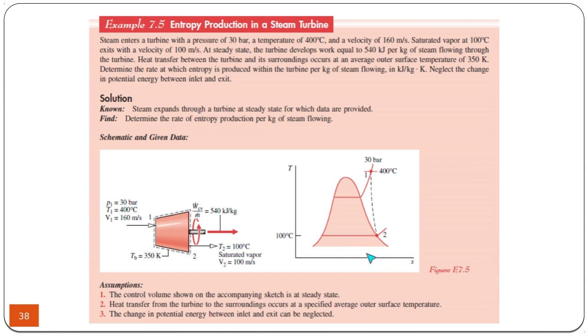In this example, we would like to calculate the entropy produced by this steam turbine during the operation. So let's take a look at the steam turbine. It says that the steam enters the turbine at 30 bars, 400 Celsius, and with a velocity of 160 meters per second. And at the exit, it's 100 Celsius saturated vapor at 100 meters per second, while it's delivering 540 kilojoules per kilogram, and the case of the steam turbine is at 350 kelvins.